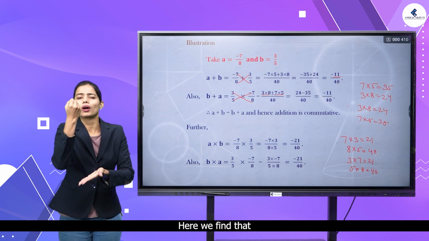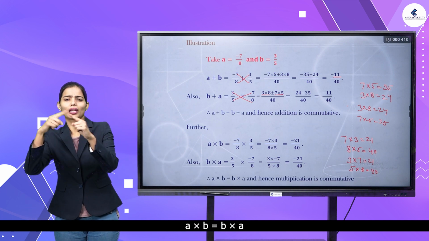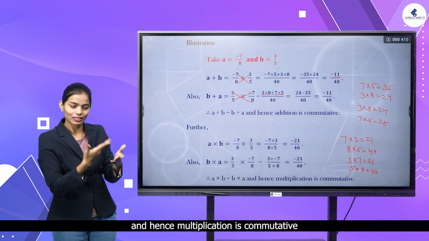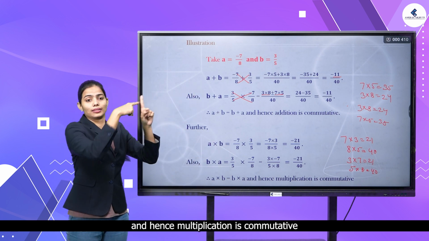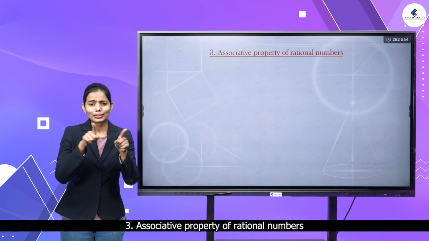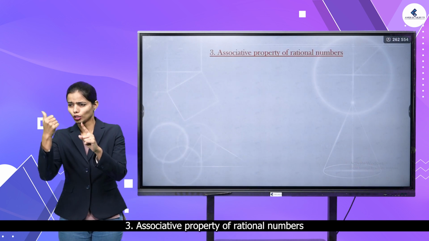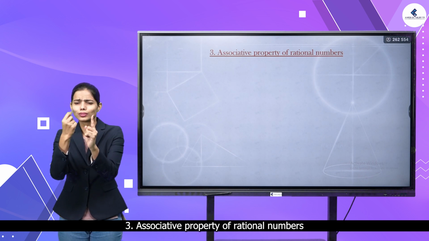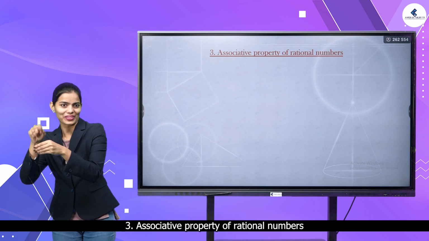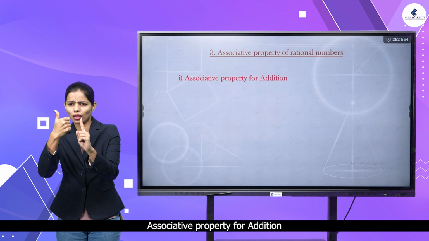Here, we find that a into b is equal to b into a and hence multiplication is commutative. Number 3. Associative property of rational numbers. Associative property for addition.